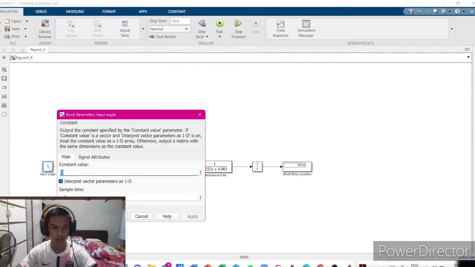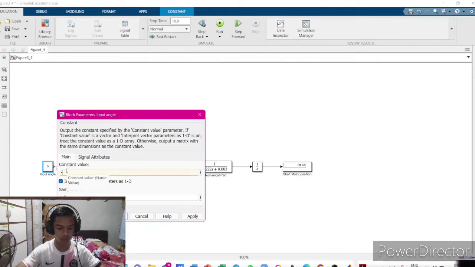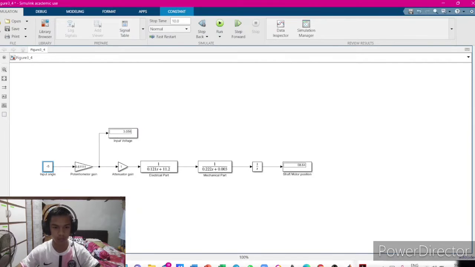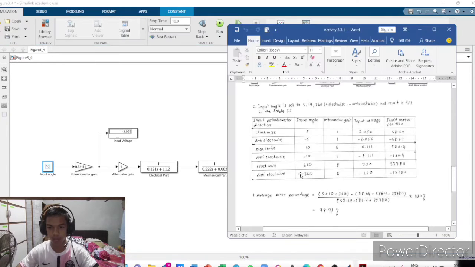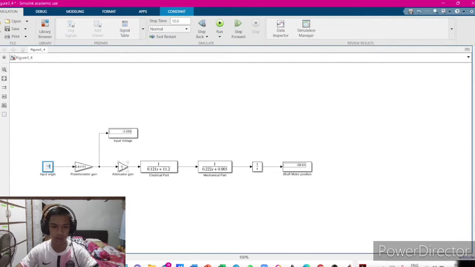For input angle anti-clockwise, we set negative 5. So the result of input voltage is negative 3.056 and shaft motor position negative 58.64. For input angle, we fill in 10. The attenuator gain, the value is 5.